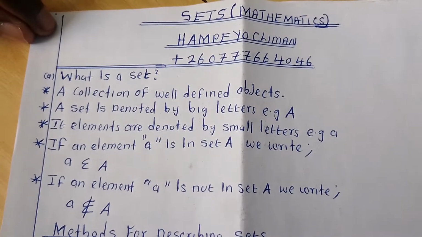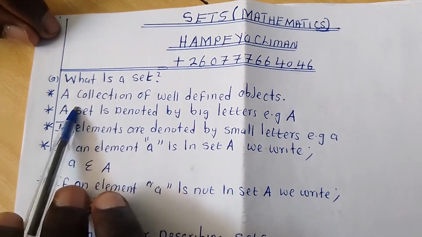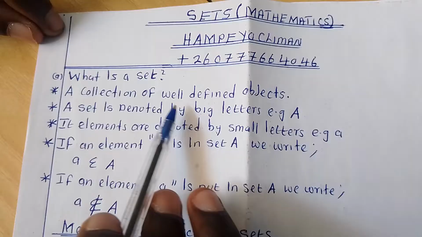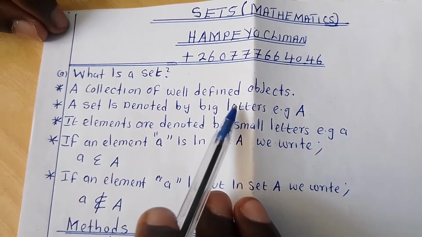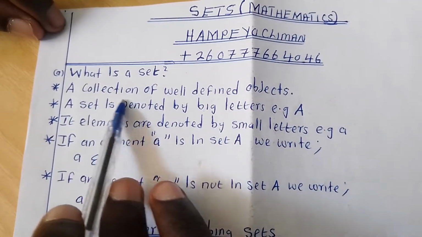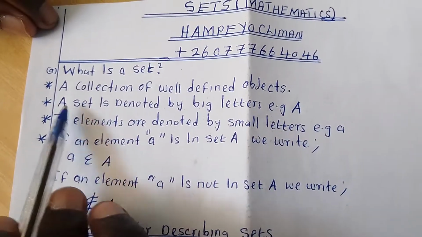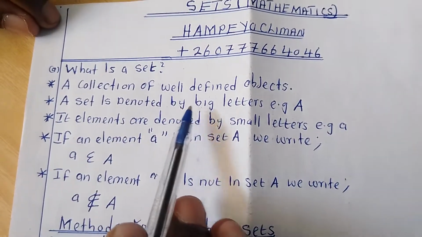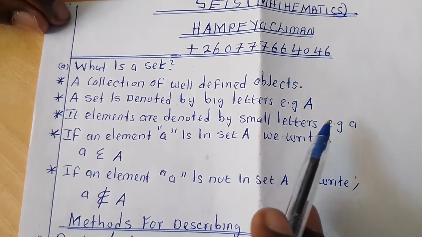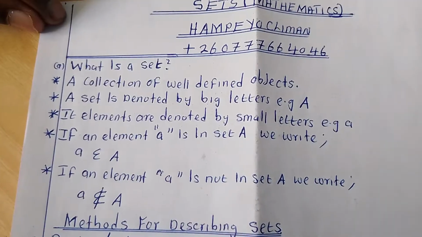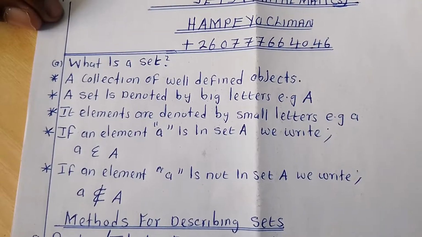So, what is a set? A set is a collection of well-defined objects. We all know this definition of a set. It's simply a collection of well-defined objects. Now, a set is denoted by big letters, e.g. A, or you can have big letter B, or big letter C. We use big letters to simply denote a set.